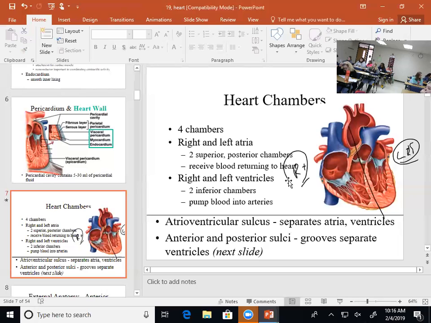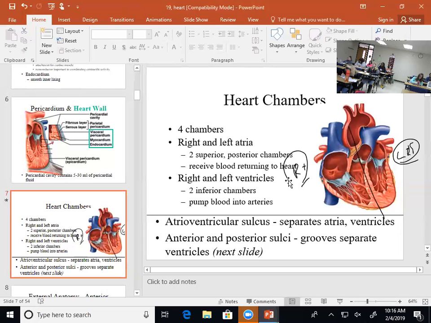So guys, let me say this. The right pump is receiving blood from the system and sending blood to the where? And the left pump is receiving blood from the lungs and sending blood to the what? System.